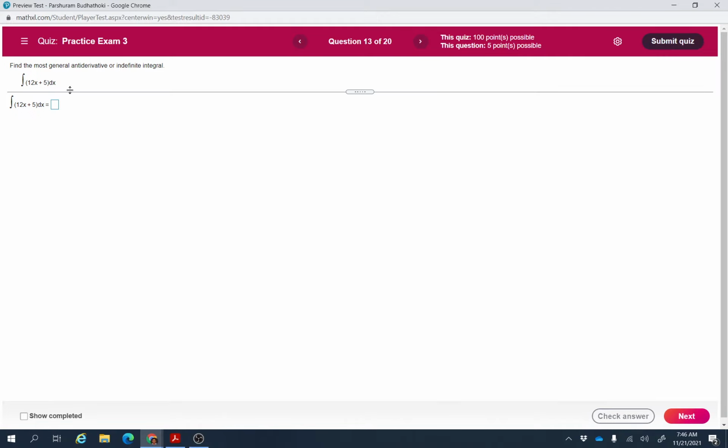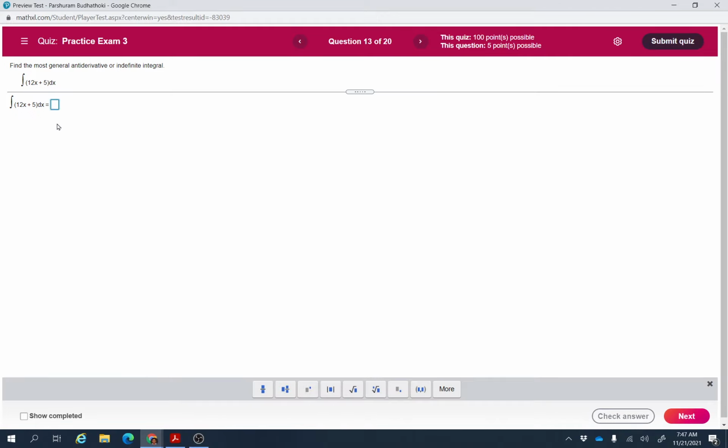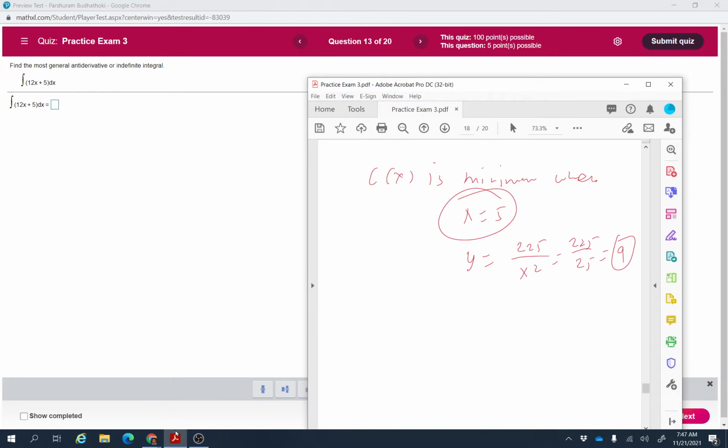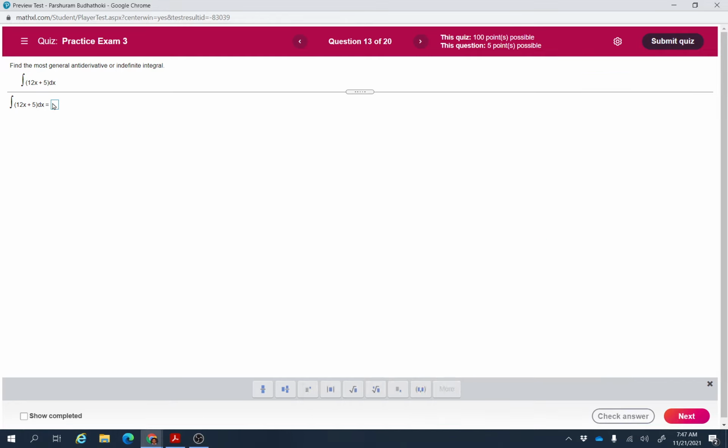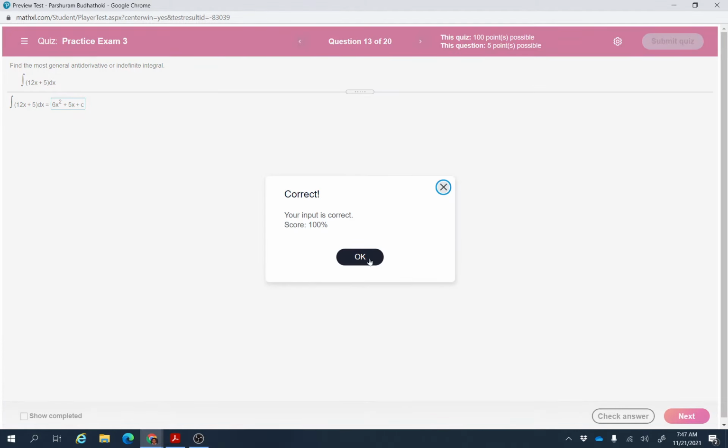This is just a general antiderivative. Use the power rule for the general antiderivative. This is question 13: the integral of 12x plus 5 dx. So it would be 12 times x squared over 2 plus 5x plus C. Don't forget about C. Simplify 12 divided by 2, which is 6, so 6x squared plus 5x plus C. That's the general antiderivative.